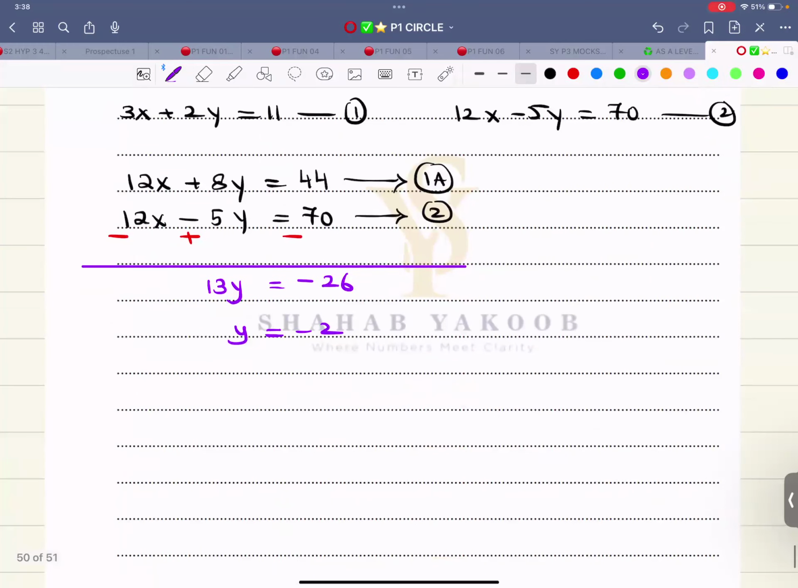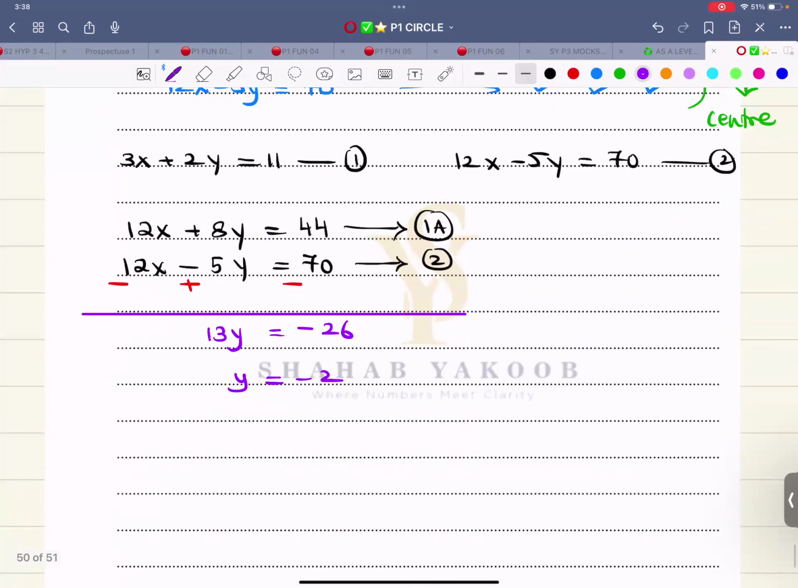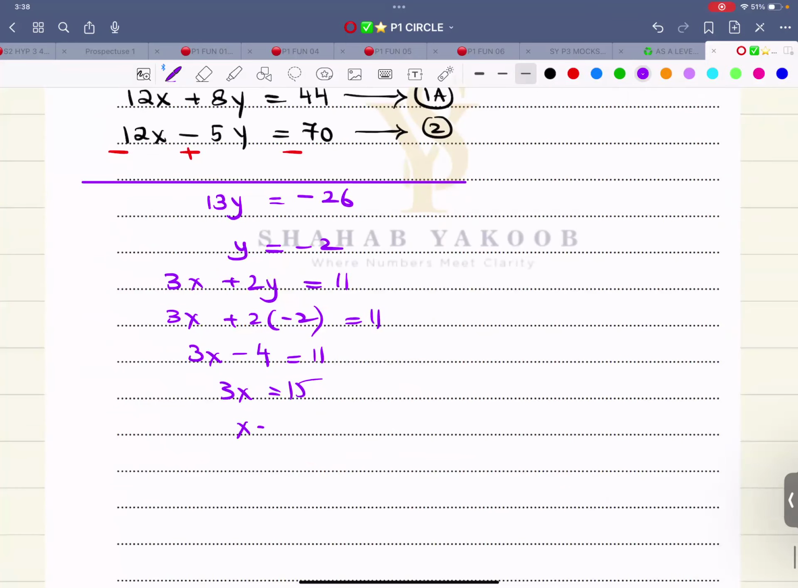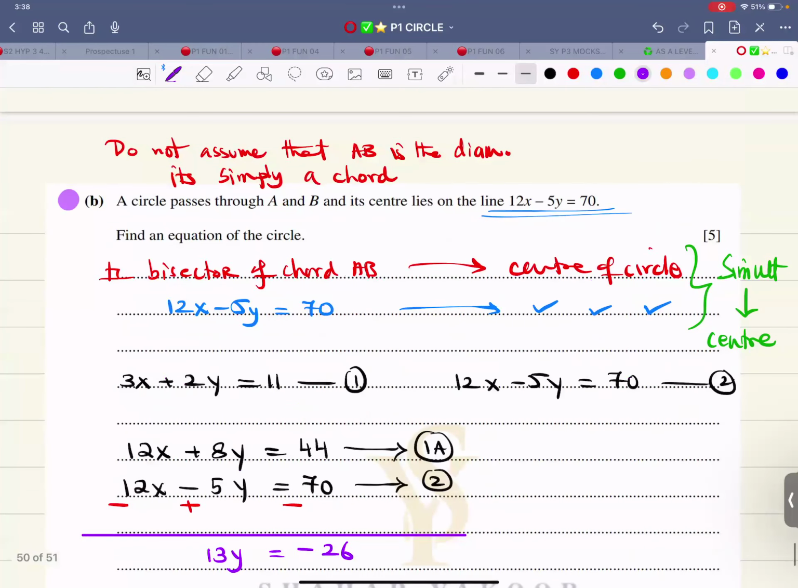Let me find x. Let me use this equation: 3x plus 2y equals 11. 3x plus 2 into negative 2 is 11. 3x minus 4 is 11. 3x is 15. Therefore, x is 5. Show all steps. Do not compromise. Therefore, the center of the circle is 5 and negative 2. All good, all clear.